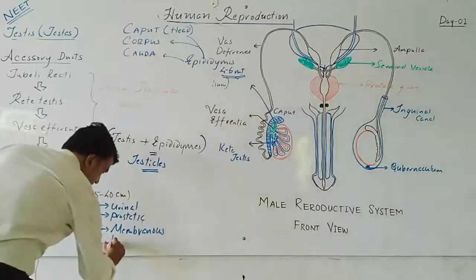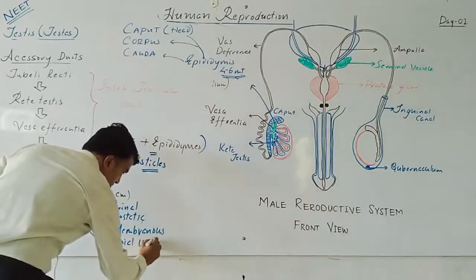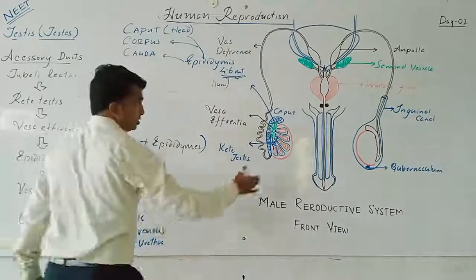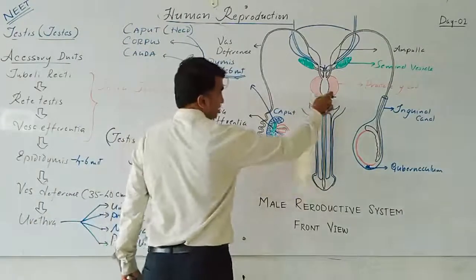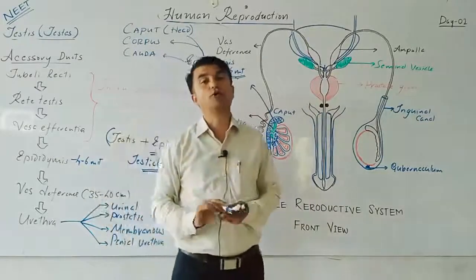The last one is the penile urethra. This is the last part, where the urethra passes through the penis, which is a muscular copulatory organ.